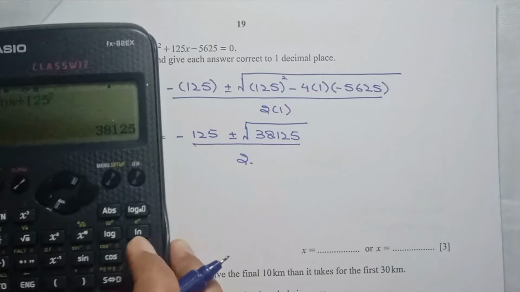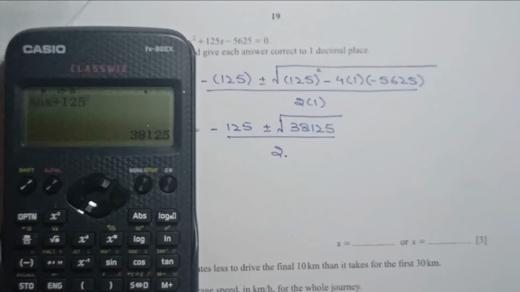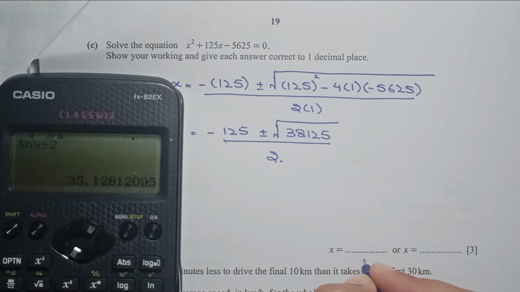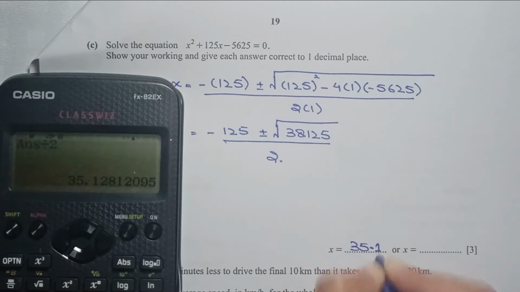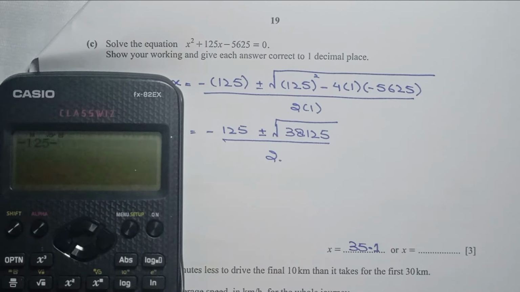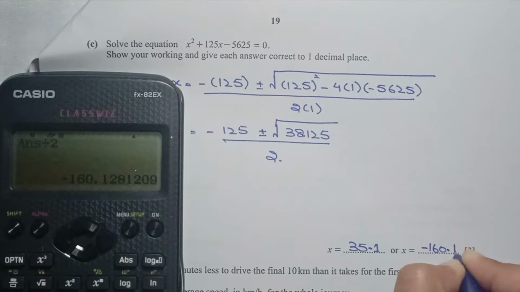Okay, now we have two x values, with the positive square root and the negative square root. So let me do it one by one. We have negative 125, positive square root 38125, and then dividing by 2, 35.128. Correct to one decimal place, it would be 35.1. Now for the second value, negative 125, negative square root 38125 divided by 2. This is negative 160.1, right?